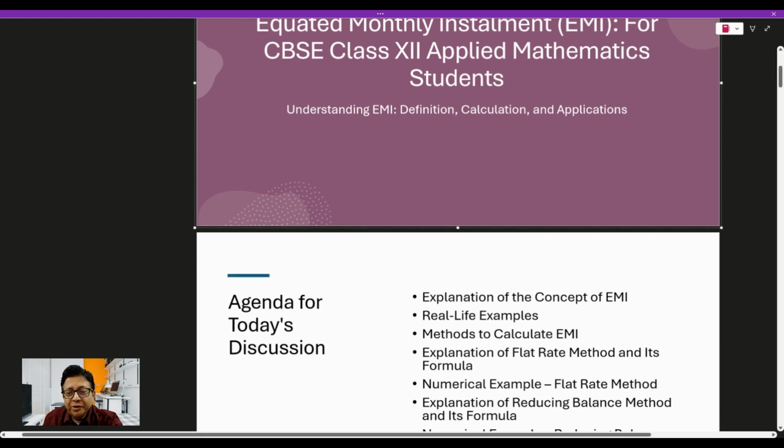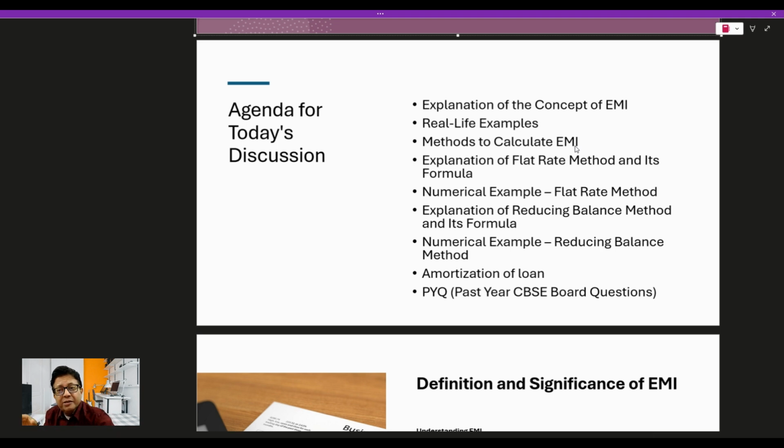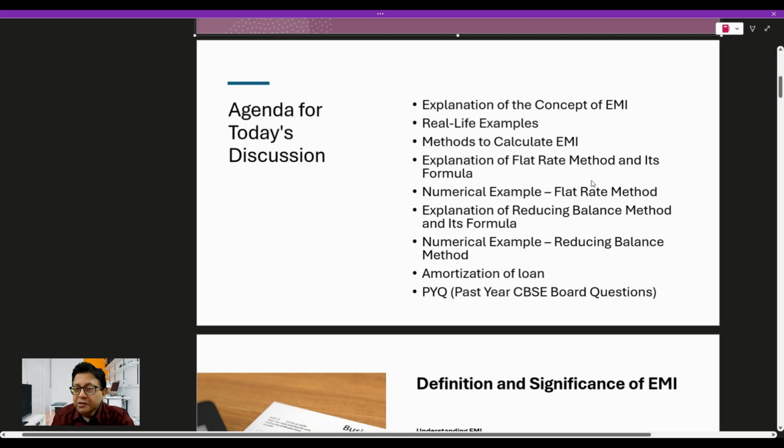In this session you are going to revise the concept of EMI, some real life examples, and methods to calculate EMI. Two methods are there, you know. One is the flat rate method and the other one is the reducing balance method. Numerical example, I'll discuss one or two. Reducing balance method and its formula. Numerical example, reducing balance method.